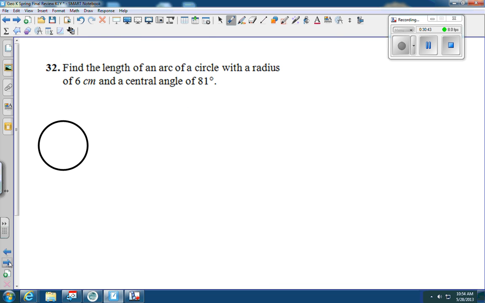Number 32: find the length of an arc of a circle with a radius of 6 and a central angle of 81. To find the length of the arc, I use the measure of the angle out of 360 times the circumference, which is 2 pi r. So 2 pi times 6. When you multiply that out in your calculator, and I left it in terms of pi, you get 2.7 pi, or about 8.5.